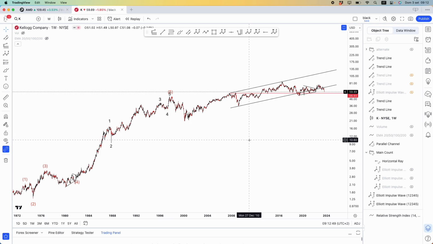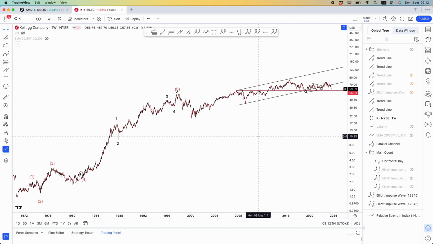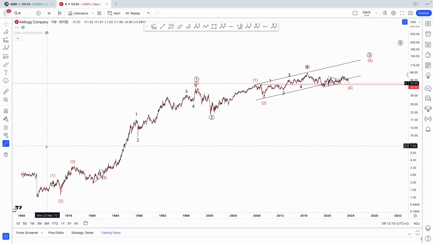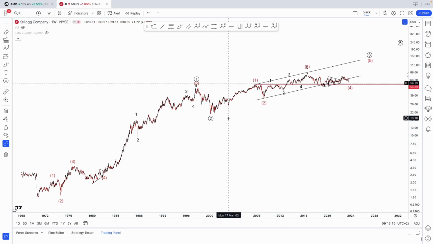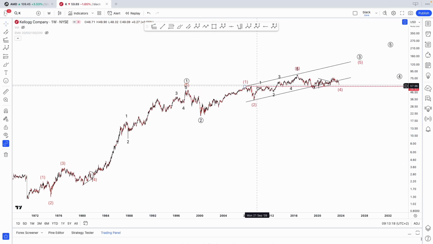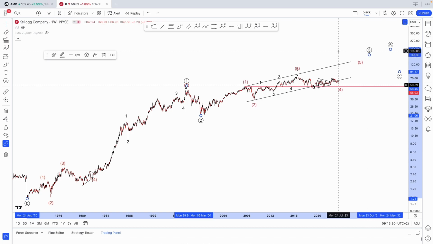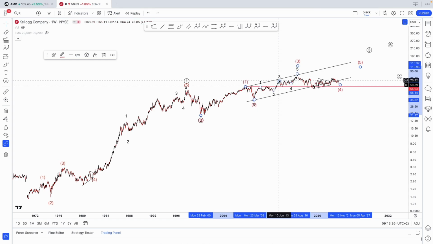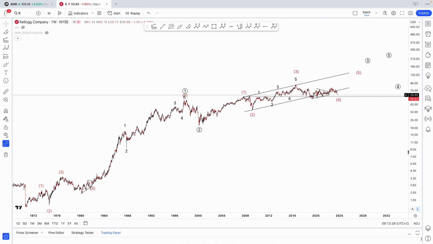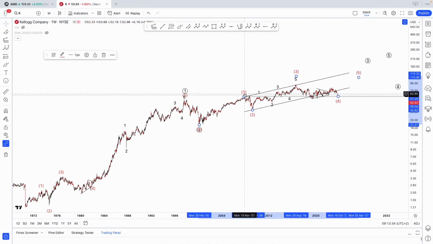Today I'm going to show you two main counts and then a little variant, which are what I would say the most probable count for the time being. So I'm going to start with the main count here, which basically forecasts a 1-2 of primary degree in place with the 2000 low, and then ever since we could have rallied into potential wave 3. Now, a problem about this count is that we do stand very close to the invalidation level, and in terms of Elliott Wave rules, invalidation stands where wave 4 and 1 overlap.